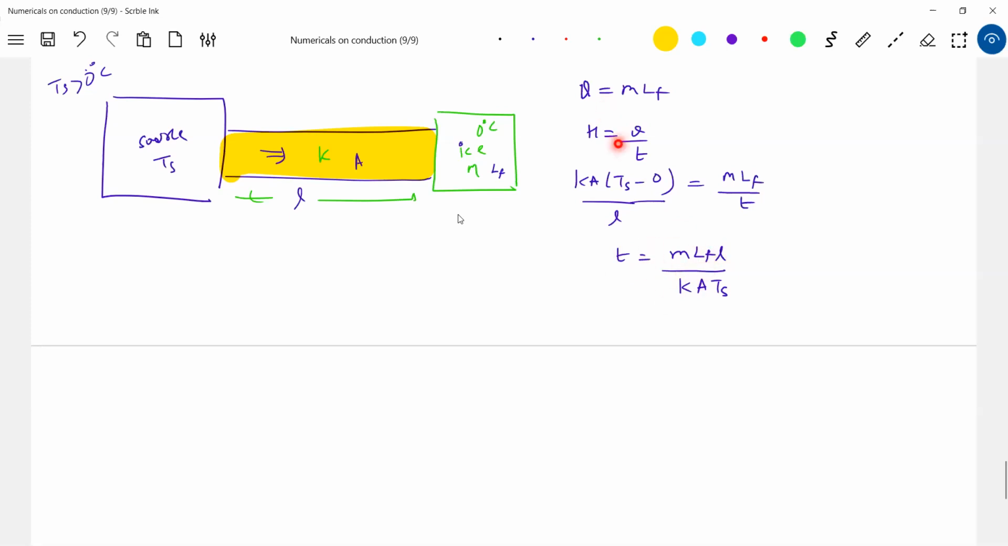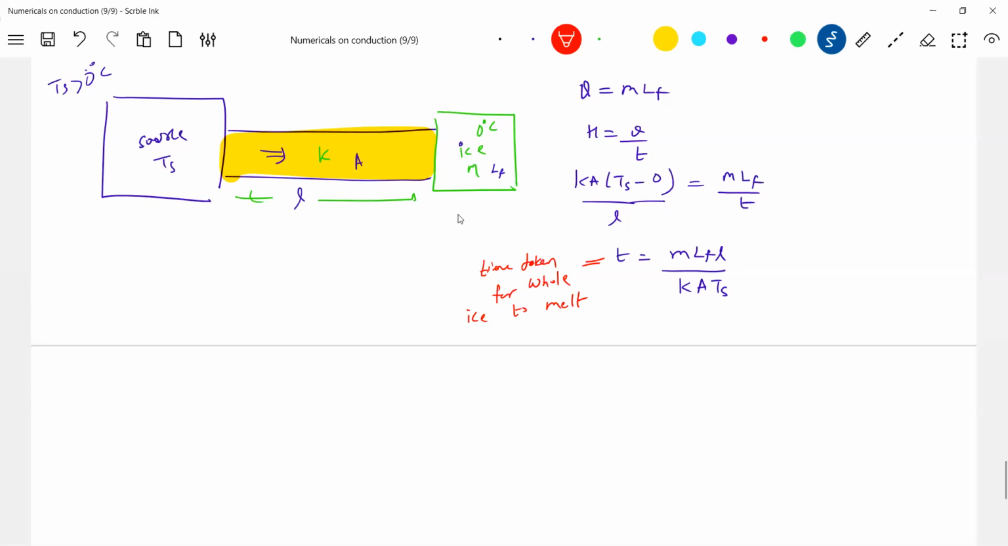Just don't end up doing it mathematically. Try to analyze what the time taken for all the ice to melt depends on. I think we can really start analyzing.